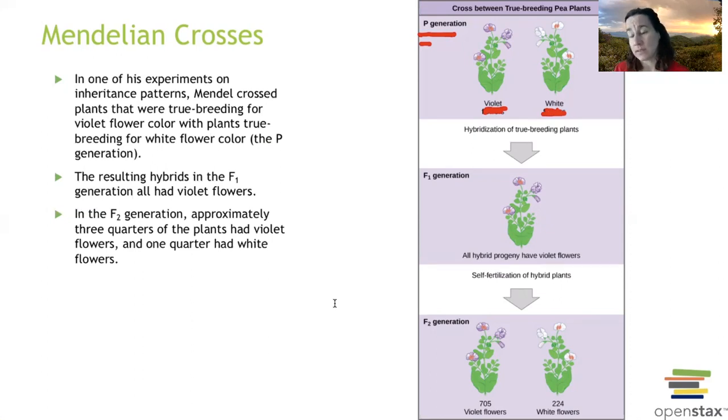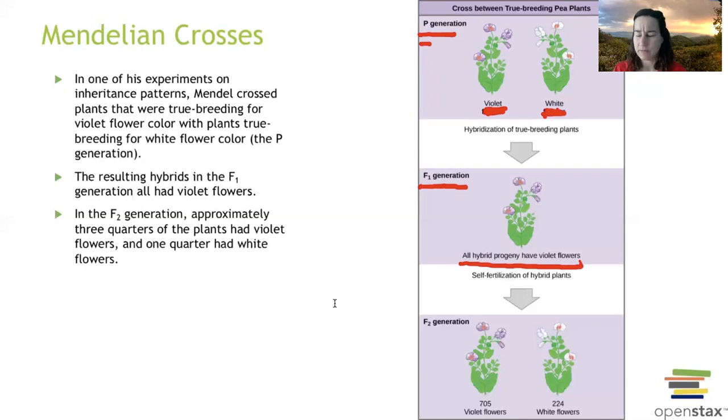So if we crossed a purple flower pea plant with a white flower pea plant, the first generation is the F1 generation. So the kids of those parents, the F1 generation. And in this case, if one parent was purple and one parent was white, all of the offspring were purple. Okay, so they're all purple.